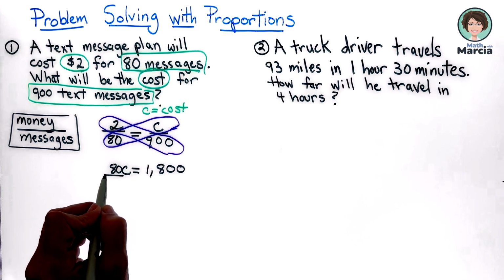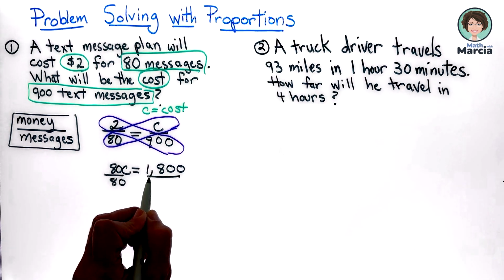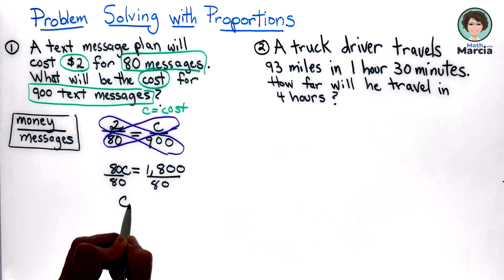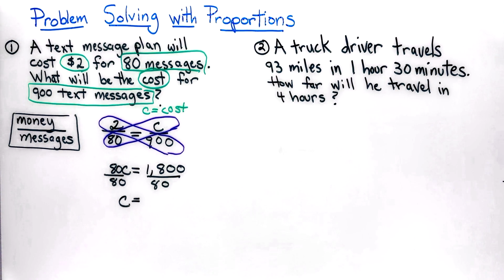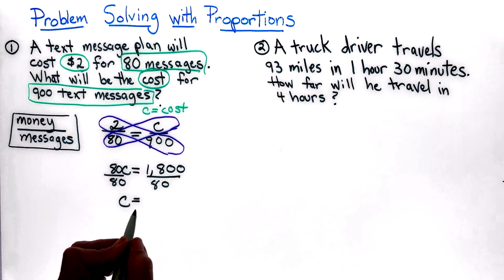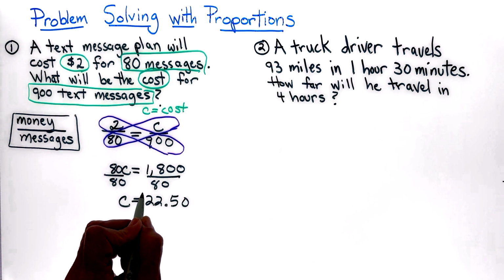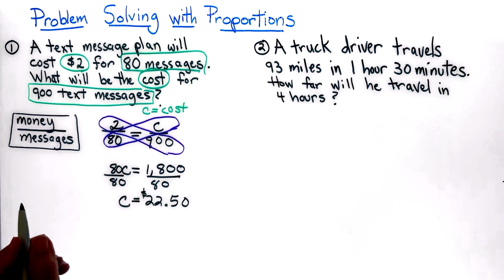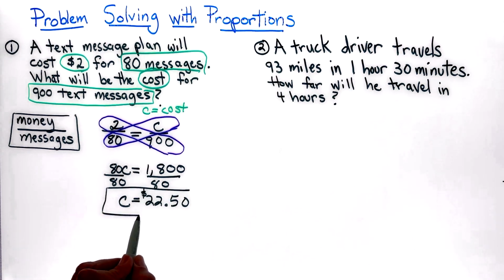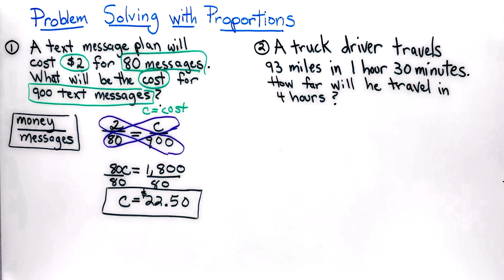I am going to divide both of those by 80. And so my cost for 900 messages is going to be $22.50. And that, I guess, is a plan where you're paying by your messages, not your unlimited text messages like a lot of the plans have.